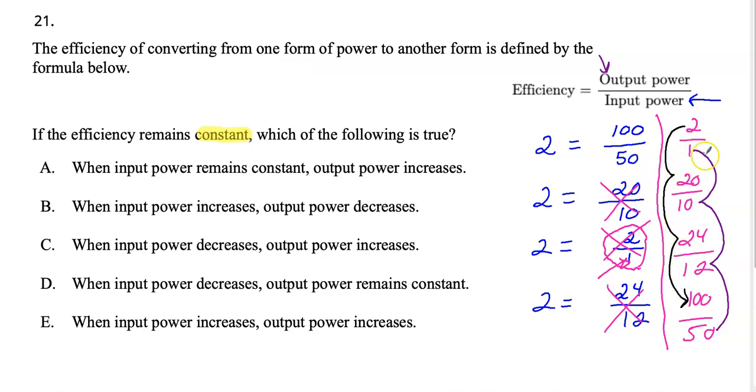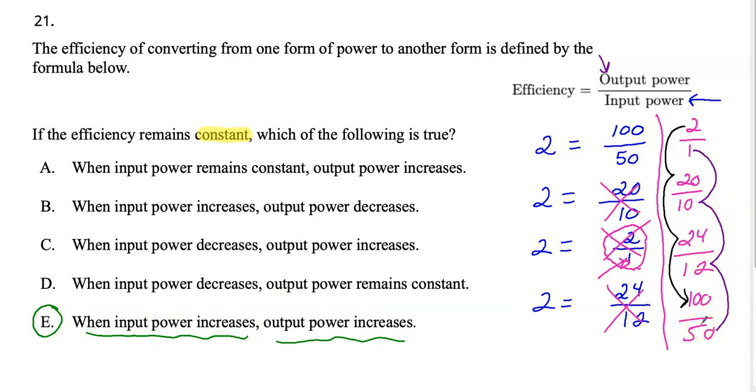So you should see when I order the input powers from smallest to largest, so in other words, when the input powers are increasing, what do you notice about the output powers? They're increasing as well. So which statement says that? Which statement says when the input power increases, the output power increases? Why don't you look at them and see if you can pick the correct answer? Well, it looks to me like E. E says when the input power increases, boom, boom, boom, right? The output power increases. So E is my answer.